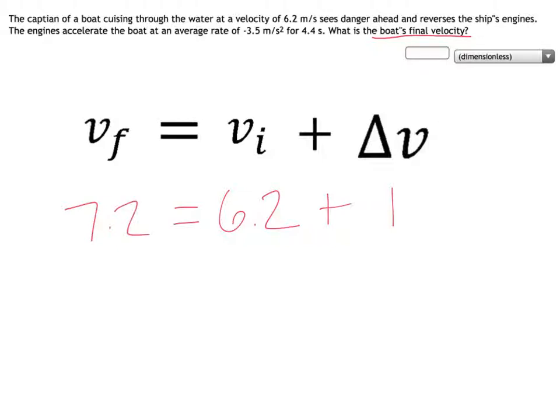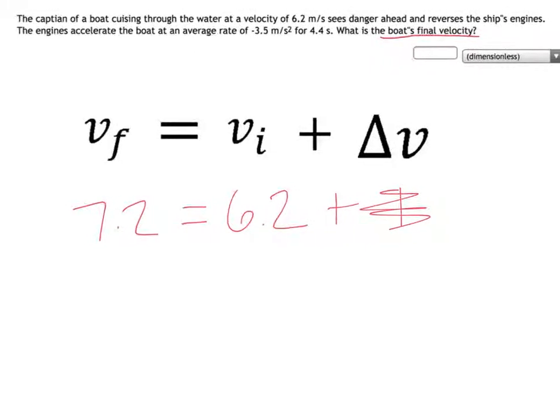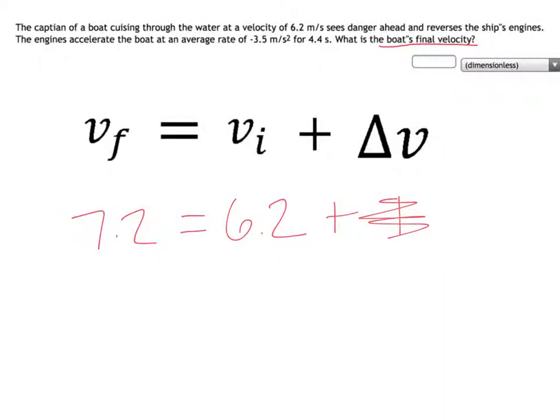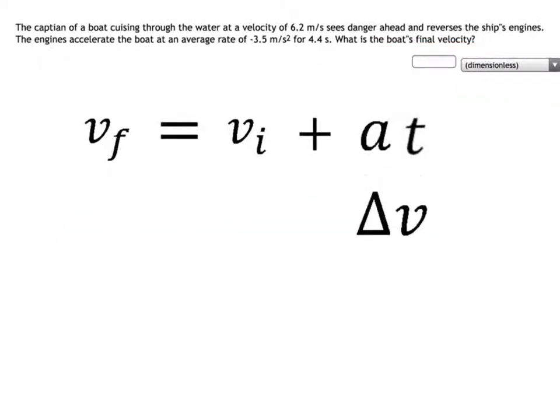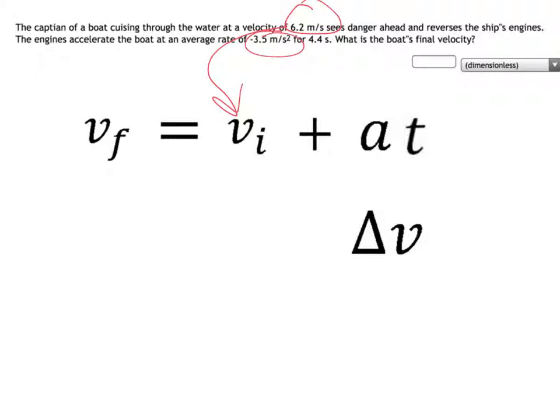In this case, they didn't give us the final velocity, though, so we can't use that. But if you recall from the first slide, and you should have this written down, the change in velocity is given by the acceleration times time. So now we have the initial velocity, the acceleration, and the time interval. I leave it to you to find the final velocity.